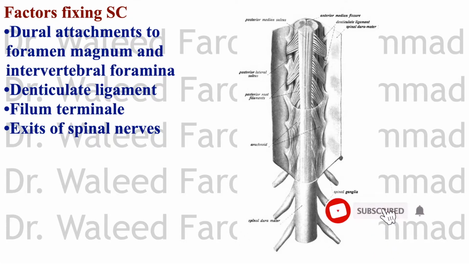Factors fixing the spinal cord in place inside the vertebral canal. The dura, as mentioned, is attached to the foramen magnum and the intervertebral foramina. This fixes the spinal cord. Also, the denticulate ligament fixes the spinal cord. The filum terminale fixes the spinal cord, and the exit of the spinal nerves also fixes the spinal cord in place. That's why it won't get incarcerated with the movements of the vertebral column.